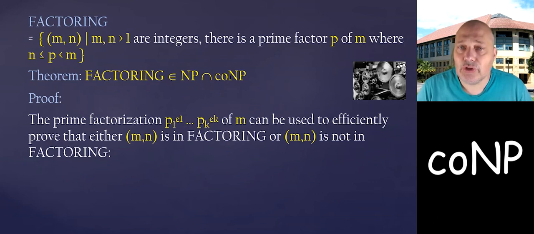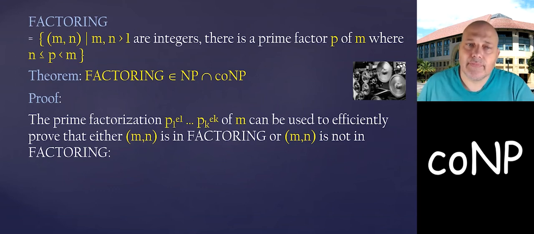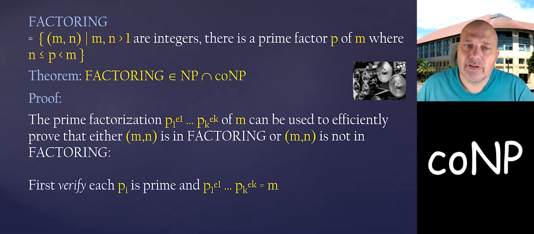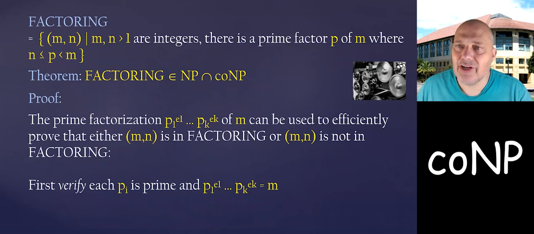you know in particular which are all the prime factors, and you know whether any of them is between N and M. So in a sense, what I want to say is that this prime factorization is a guess that demonstrates that factoring is in NP, but also demonstrates that not factoring is in NP, meaning that factoring is in co-NP. Therefore, factoring is in NP intersect co-NP.